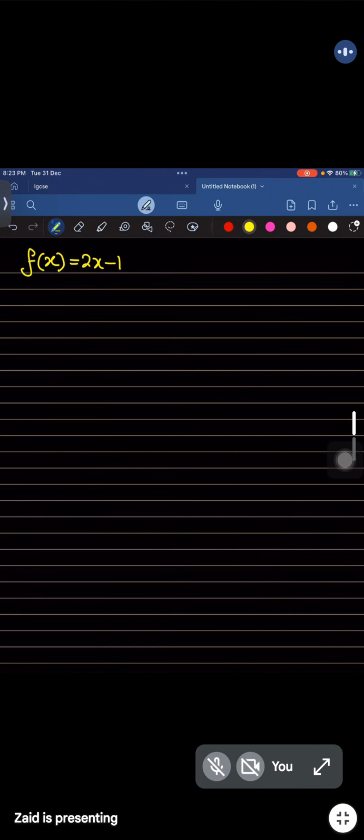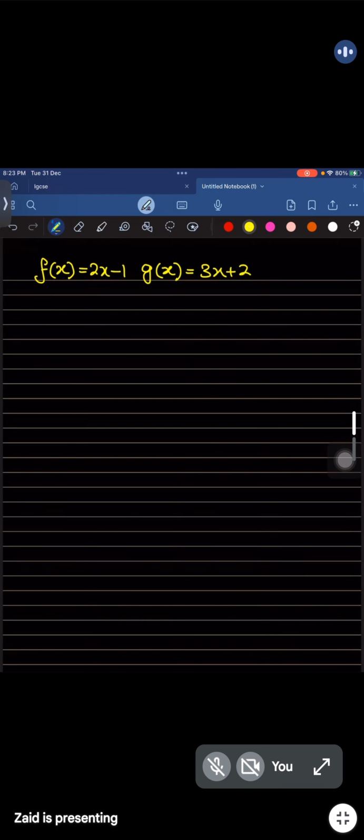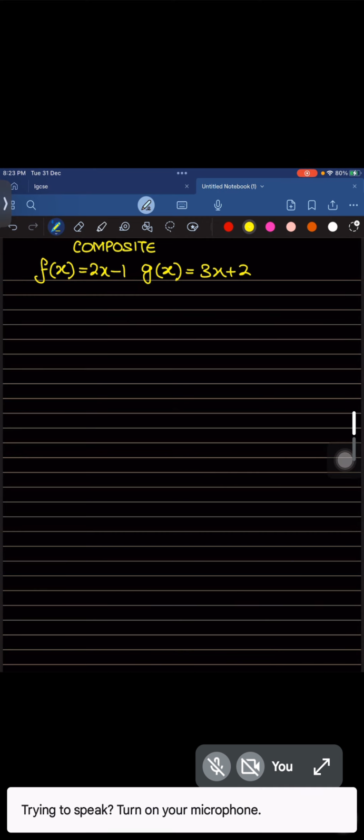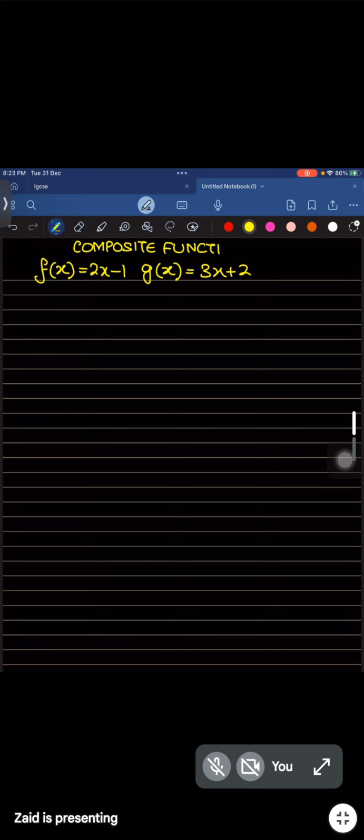f of x equals 2x minus 1. g of x equals 3x plus 2. Now they're asking us, the topic, you can give the heading composite function. First thing is composite function. Find fg(x), gf(x), fg(1), gf(2).